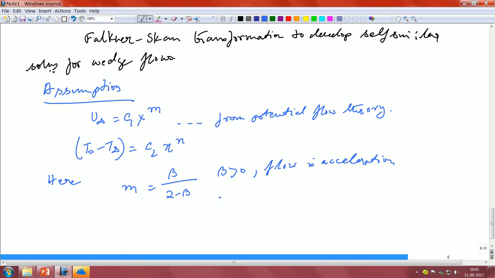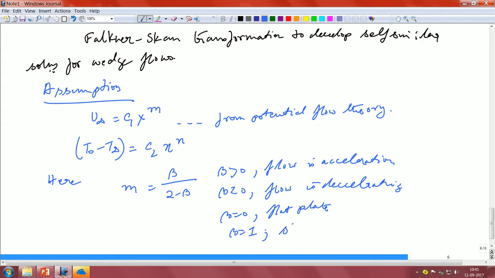Beta less than 0 implies the flow is decelerating. That means it is basically a diffuser kind of a flow or a divergent nozzle. Beta equal to 0 implies a flat plate. Beta equal to 1 implies a stagnation flow. So, you can see the corresponding m's you can find out from this particular expression.